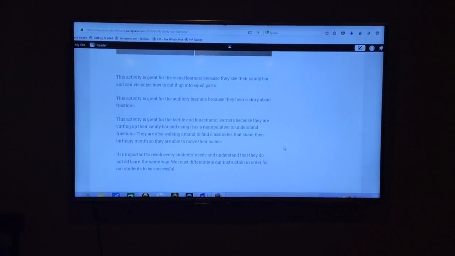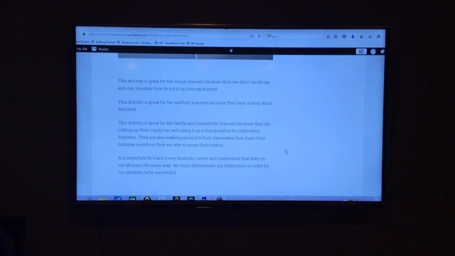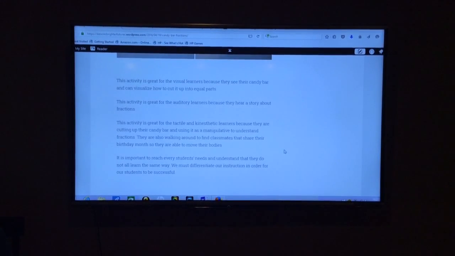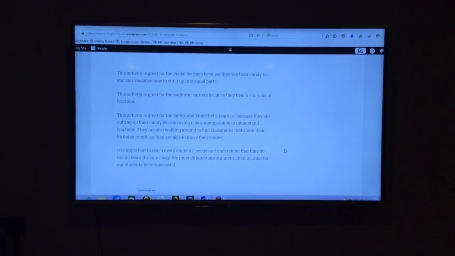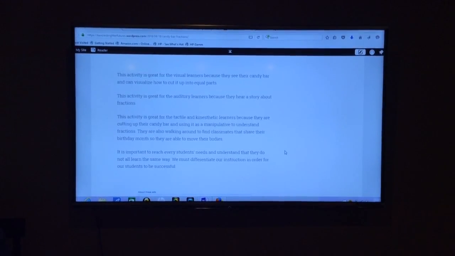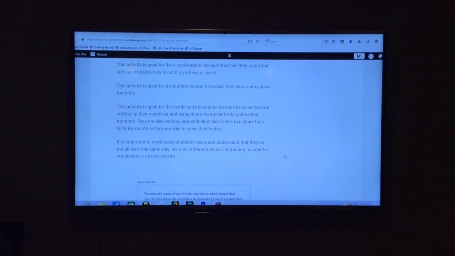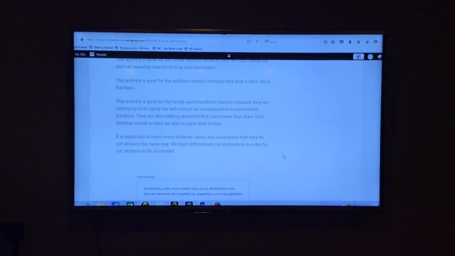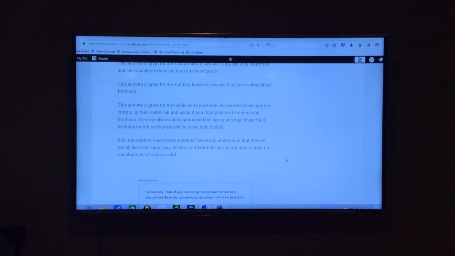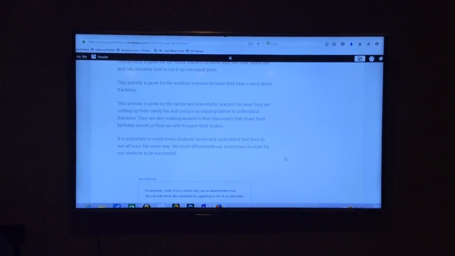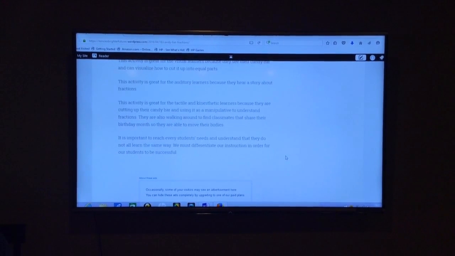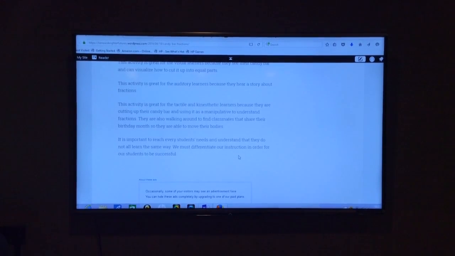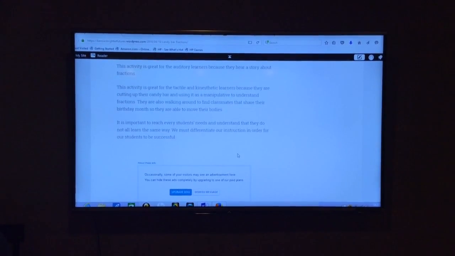So this activity accommodates the visual learners because they see their candy bar and they visualize how to cut it up into equal parts. It's good for auditory learners because they're listening to a story about fractions. It's great for the tactile and kinesthetic learners because they're cutting up their candy bar and they're using it as a manipulative to understand fractions. So they get to touch it and move it, and that way they can understand how the fractions work. And they get to walk around, which is good.